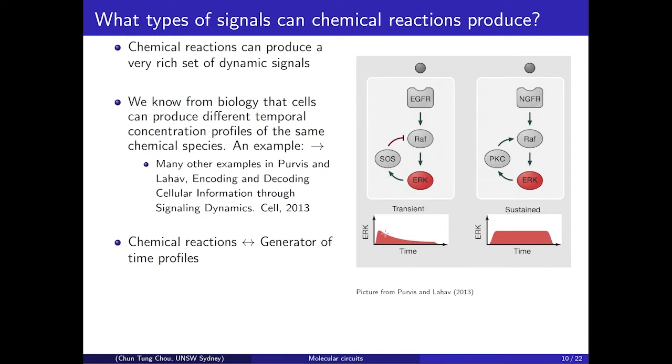For this particular circuit, it will produce a transient behavior of the number of ERK molecules over time. It rises over time and it drops down quite quickly. But when it comes to this circuit, the level of ERK stays up for a longer time. So what I want to show you is that by using different chemical reactions, we can obtain different time profiles of these molecules. One way to think about chemical reactions is as generators of time profiles or dynamical signals. And that's one way to think about chemical reactions.